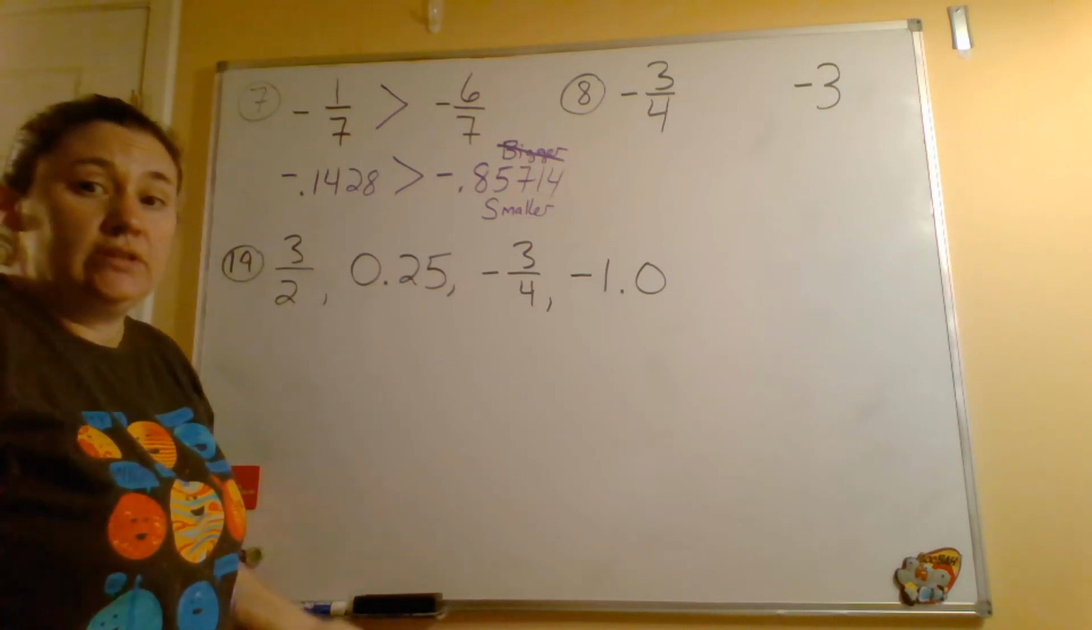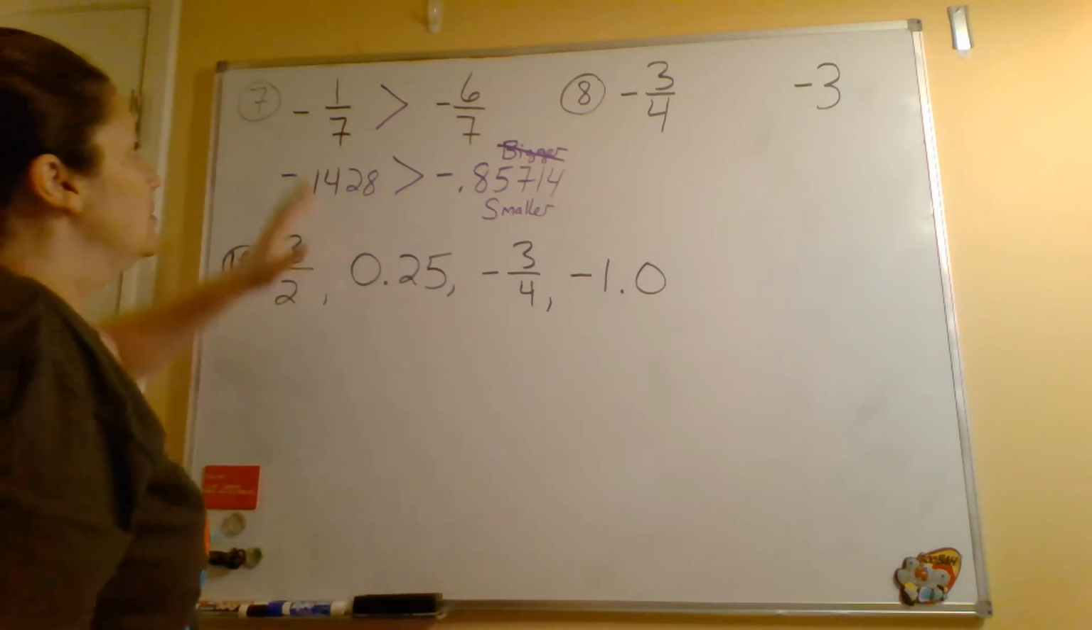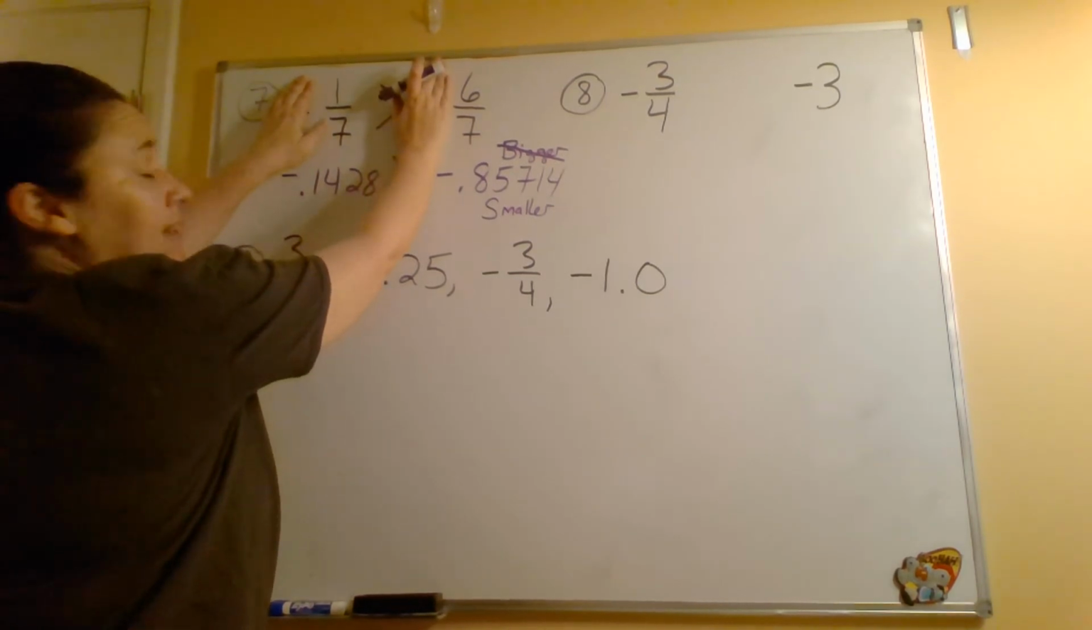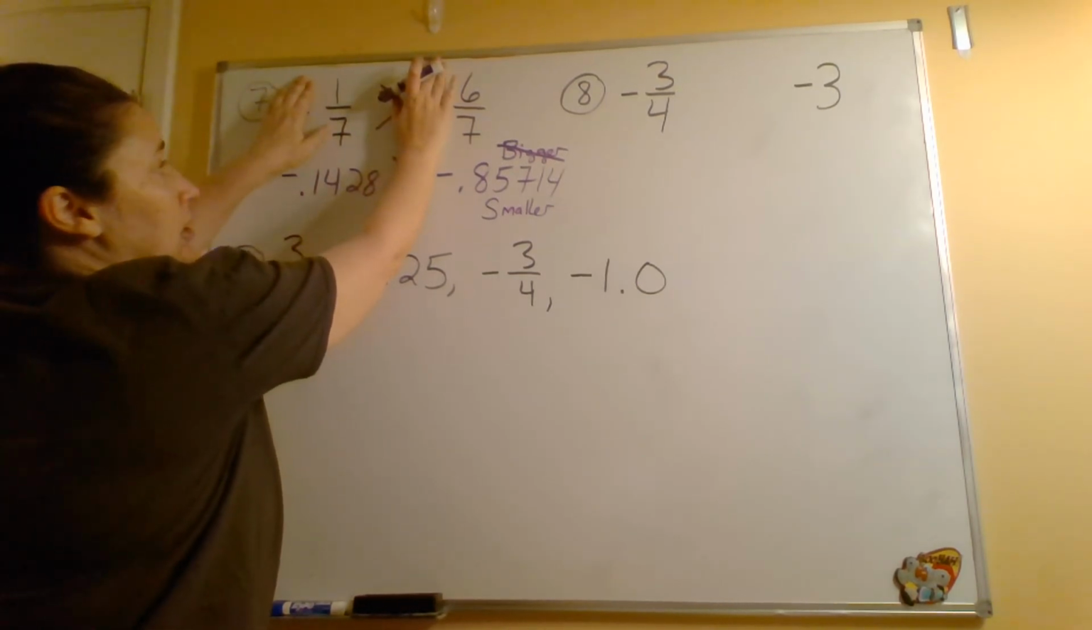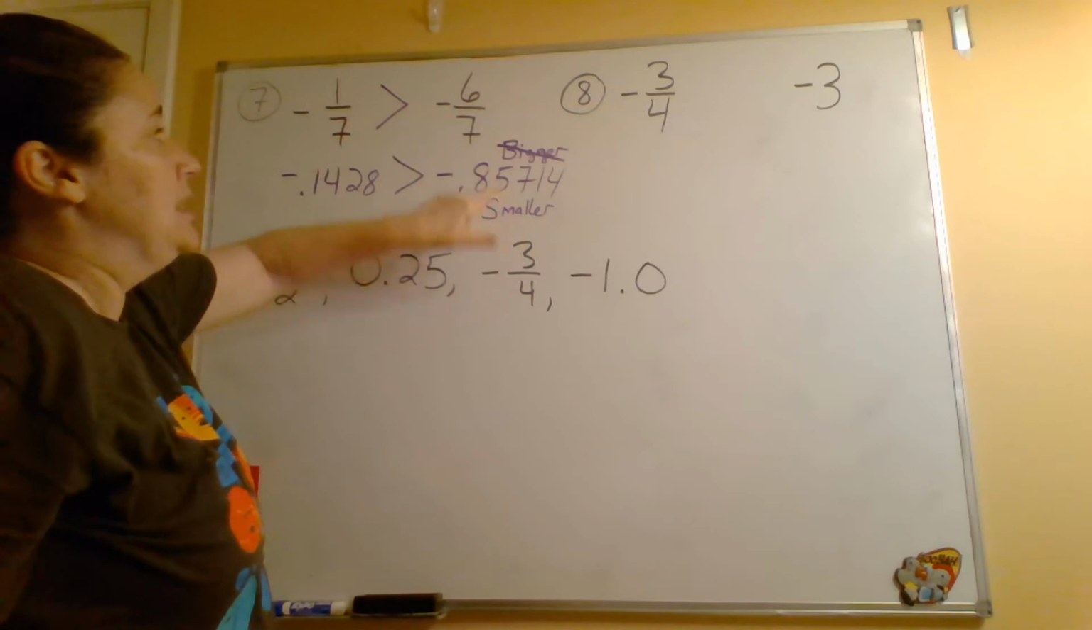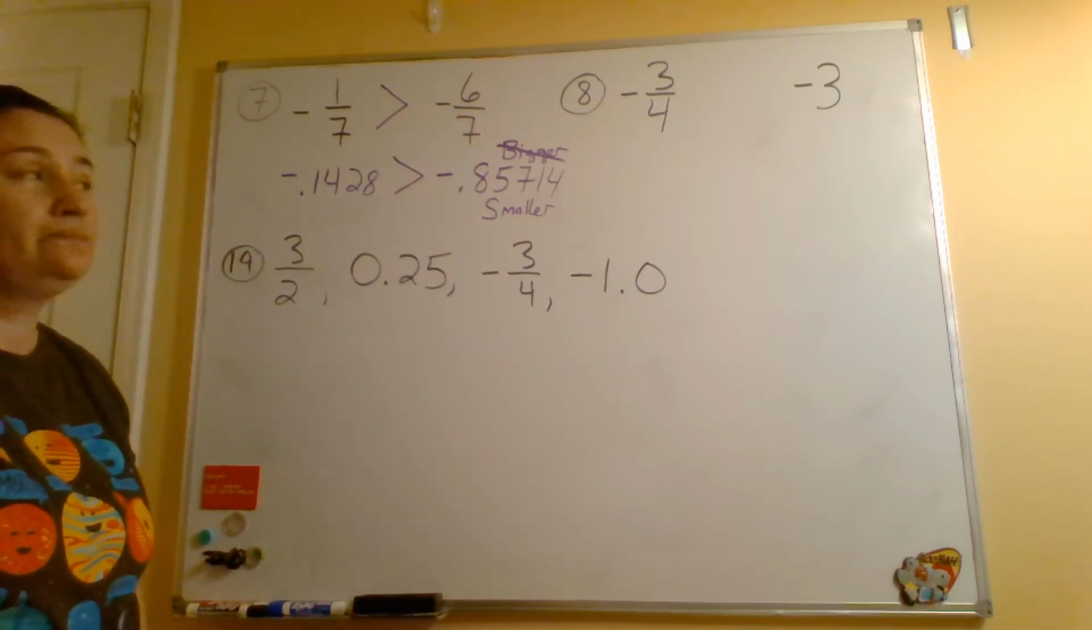The other way to do this would be just to compare the fractions. Take away the negative signs, and 1/7 is the smaller one, 6/7 is the bigger one. So with the negative sign, this bigger fraction becomes the smaller fraction.